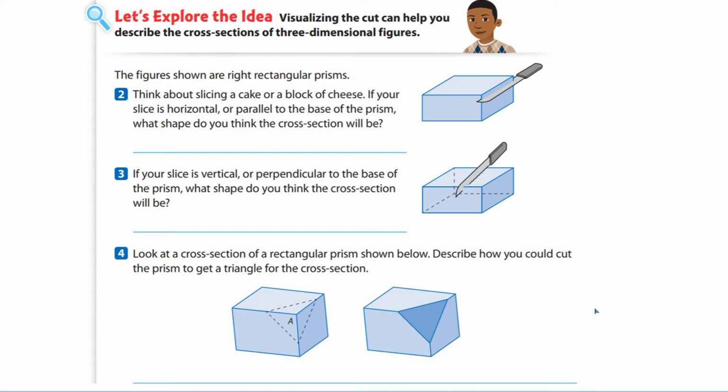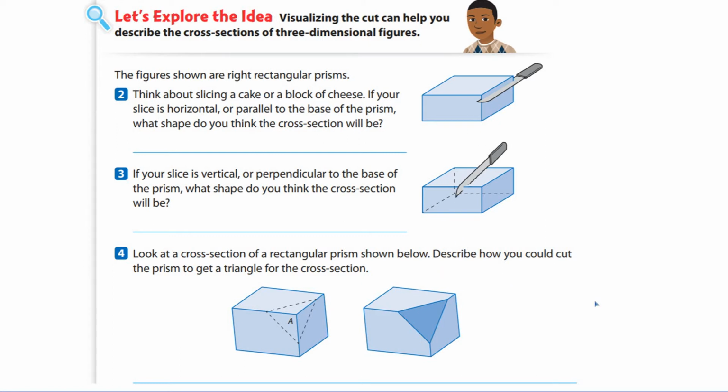Let's explore the idea. Visualizing the cut can help you describe the cross sections of three-dimensional figures. The figures shown are right rectangular prisms. Okay, all these figures are right rectangular prisms.